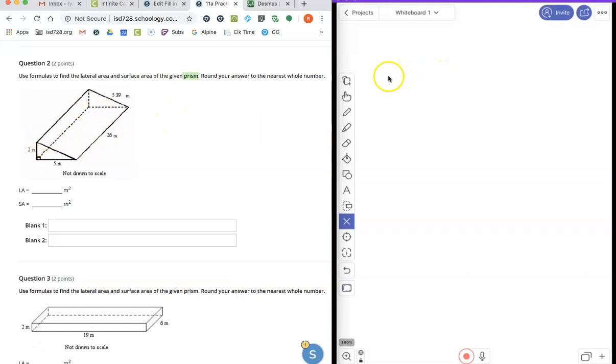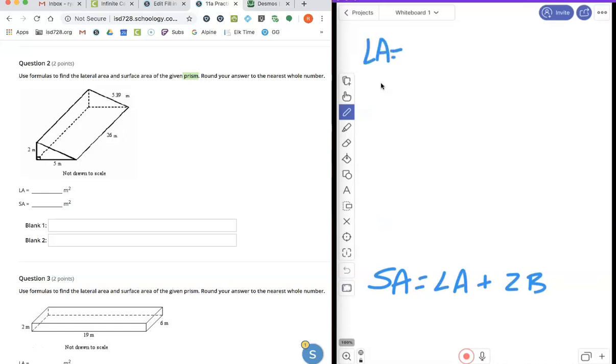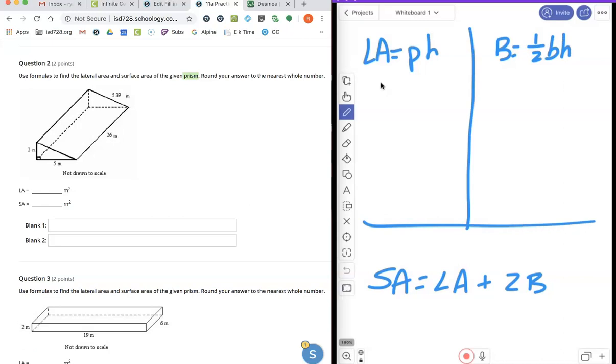So the formula for that, the surface area, which we'll do as our last step, is equal to LA plus 2B. Well, LA is perimeter times height of the prism, not height of the triangle, and then B, this time, is a triangle. We have triangle bases, so 1/2 base of the triangle times height of the triangle. So we have to figure out those two things, and then once we do that, we can add them up to get our answer down here.